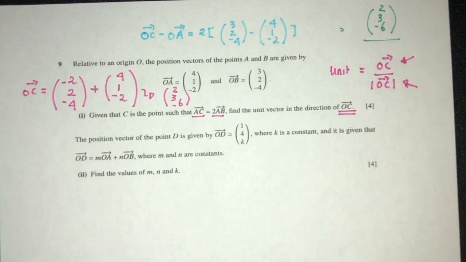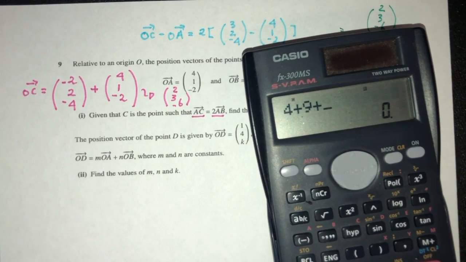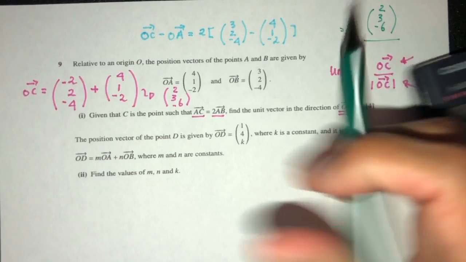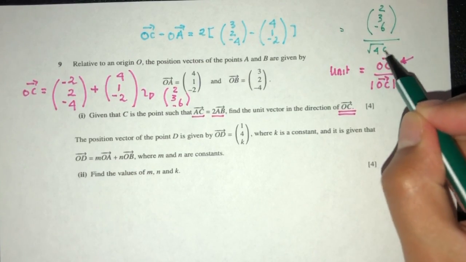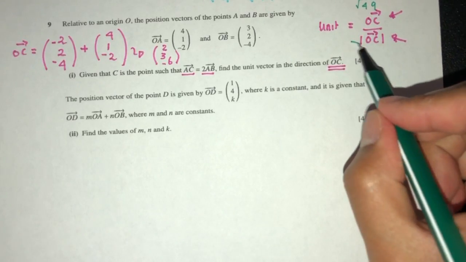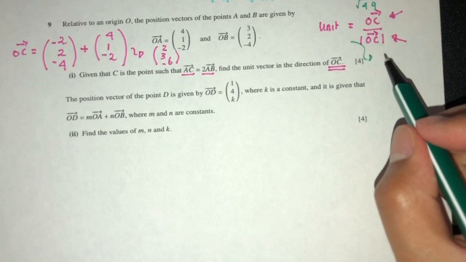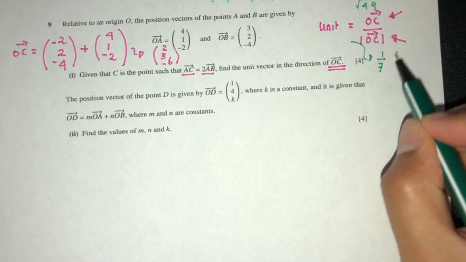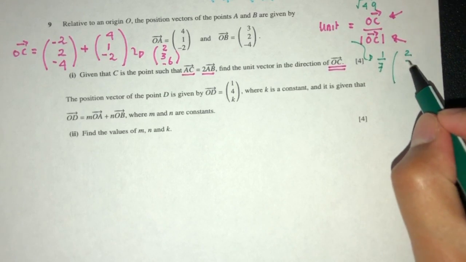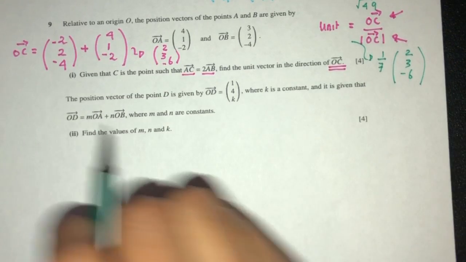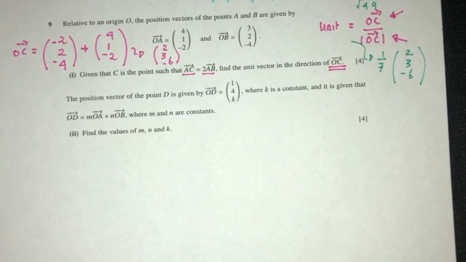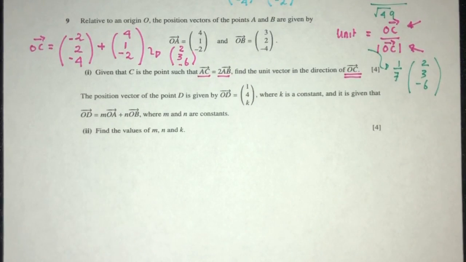Divided by its magnitude, that will be 4 plus 9 plus 36. That will be a root of 49. Now we can simplify, obviously. Root of 49 is 7, so that will be 1 over 7 times the rest. That will be 2, 3, minus 6. That will be the unit vector in the direction of OC. That is part 1 of the question.